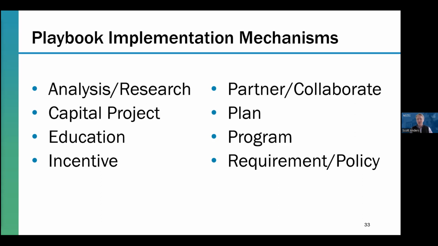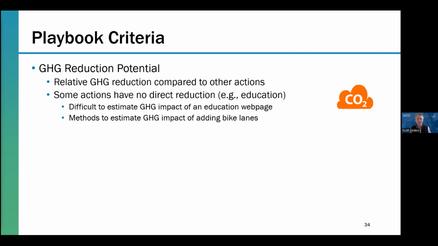So there's lots of different ways to take action to decarbonize. And some of these are mutually supportive. Some have direct reductions of emissions, some don't. We'll talk about that in a second, but this is the broad list of 8 categories that we've developed. Next slide. We also have provided 3 criteria to kind of provide a little bit more information about each action.